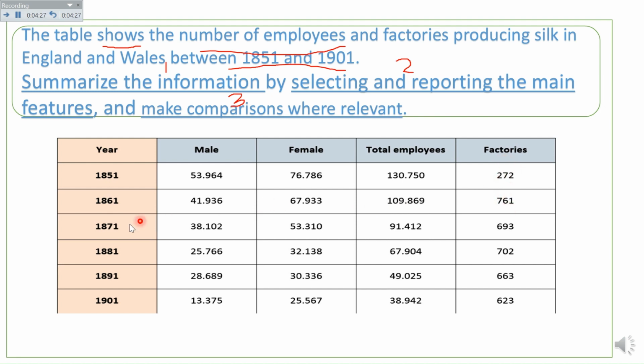And then in the next 40 years, from 1861 to 1901, it is 40 years: 1861 to 71, 10 years; 1881, 20 years; 1891, 30; so 40 years. We see the total number of employees reduced to 18,942, including 25,565 female and 13,375 males, while the number of factories from 761 to 63 also decreased, right? So these are the comparisons.